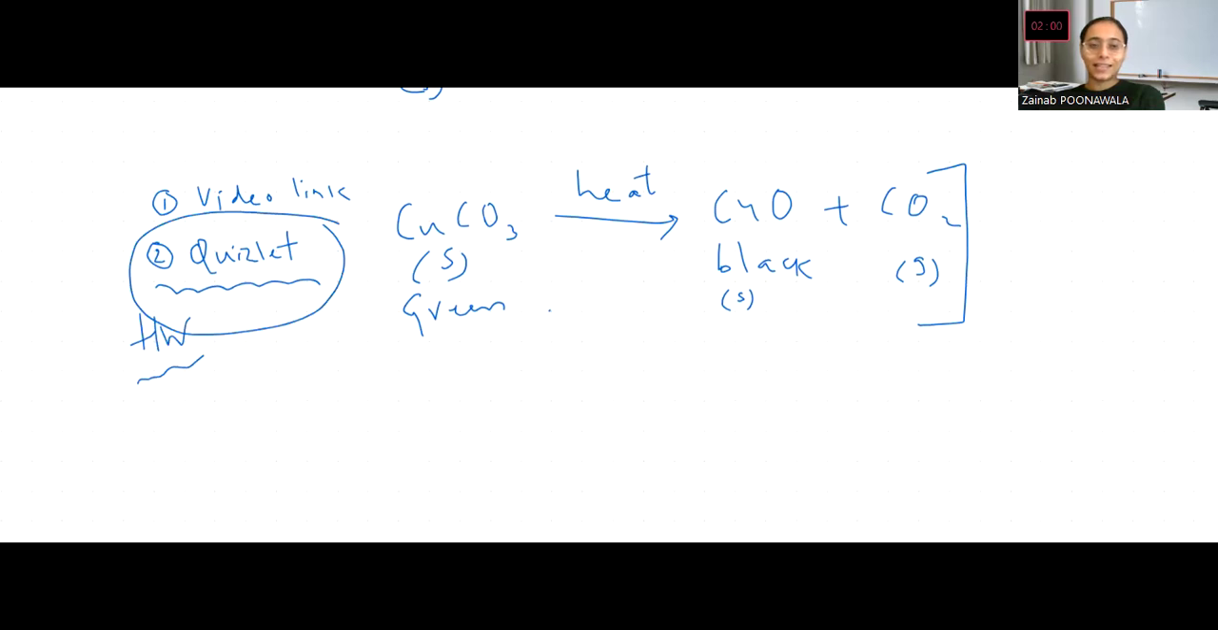Yes, all right. So, is this reaction balanced, Hasni? Yes. One atom of oxygen plus two atoms of oxygen makes three atoms of oxygen, one copper, one carbon, one carbon. Yes. Right. Thermal decomposition reaction.